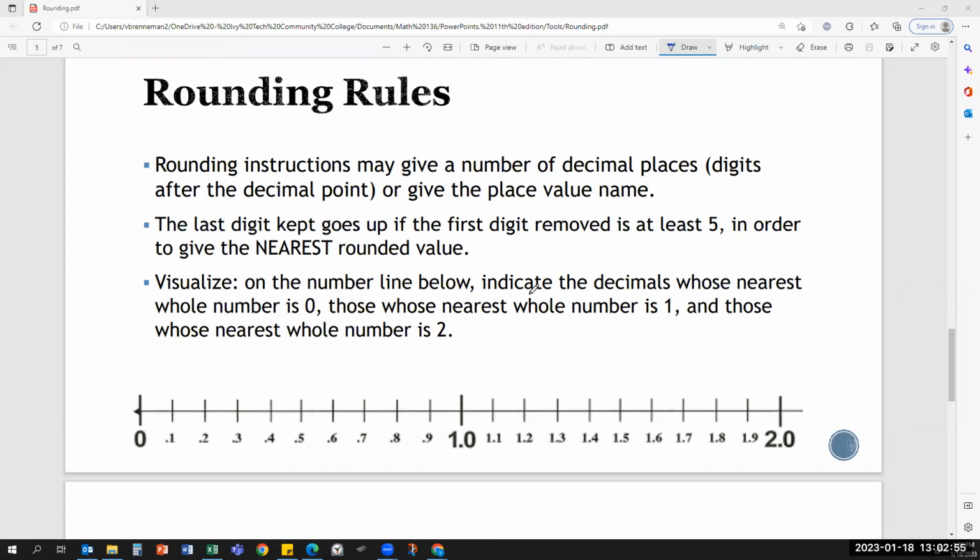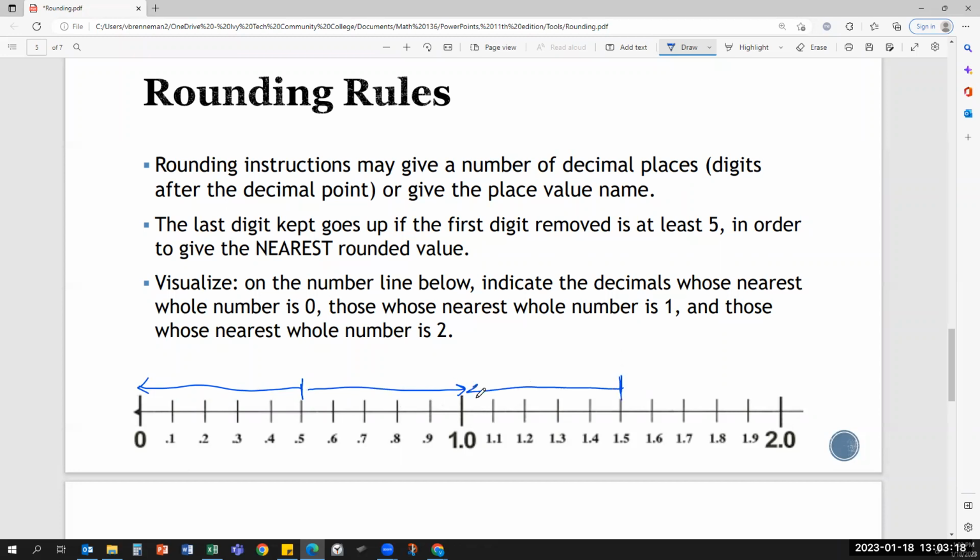If we look at this number line below, if we want to find the decimal numbers whose nearest whole number is 0, well, in the middle here, we have the ones closer to 0, and then the ones 0.6, 0.7, etc., those are actually closer to 1. And then on the other side, if we cut off halfway, we have these that are closer to 1, 1.1, 1.2, 1.3, 1.4, and then they're closer to 2. So those would round to 2.